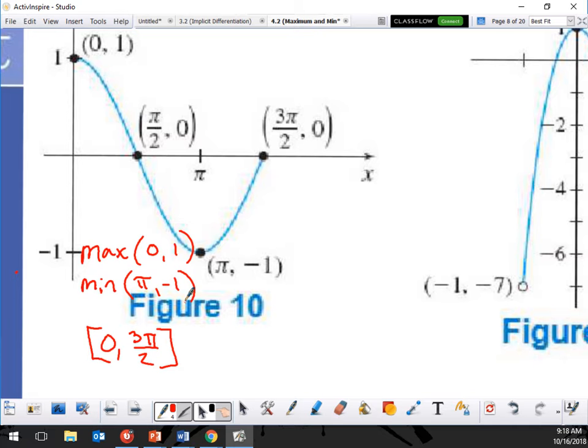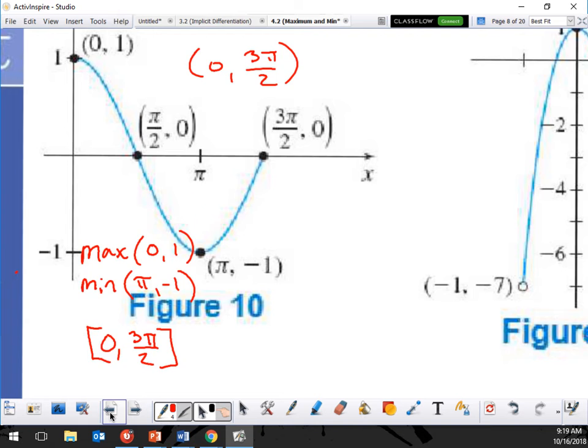Yes. The local extrema just so happen to be the absolute also. Right here it is parentheses 0, comma 3 pi over 2. Because it's from here to here, the local just so happen to be the absolute in this case. Does that make sense? So this one, the local just so happen to be the absolute.